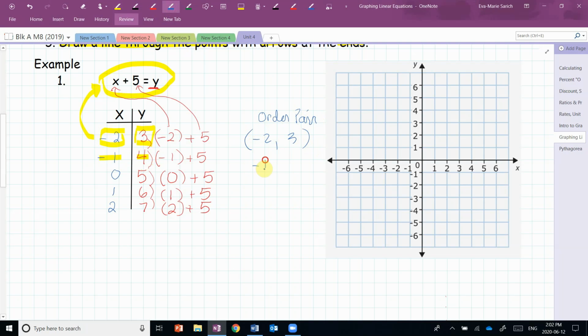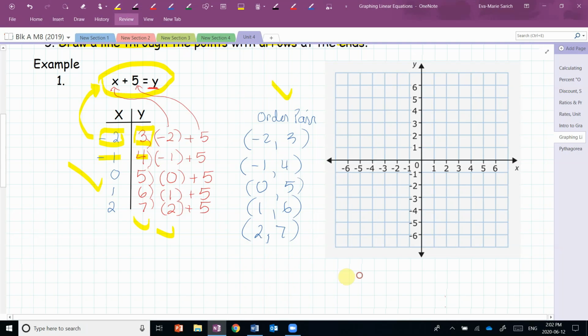Keep moving and we're going to have 5 ordered pairs: (0, 5), (1, 6), and (2, 7). So you're going to get marks for, in fact, starting out with the 5 values of x. Then you're going to get 2 marks for substituting and calculating your y's. And then you're going to get a mark for listing the ordered pairs.